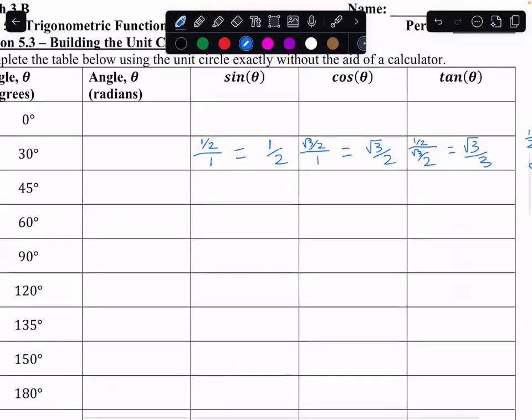And again, if you compare this to the other worksheet, you should see it's the same values, even though we're using a different triangle. And that's the whole point: no matter what triangle you use, as long as it's a 30-degree angle, sine, cosine, and tangent will be the same.